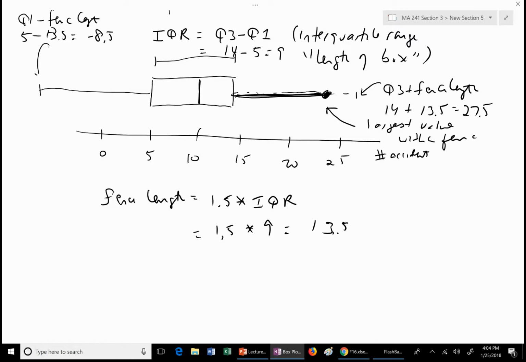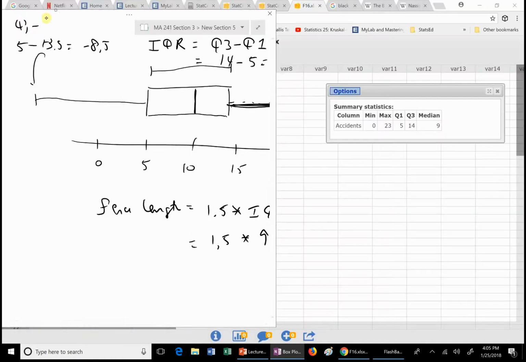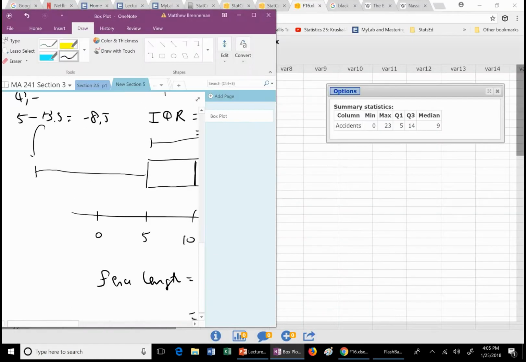Can't read my handwriting, let me know. It's hard to write, and my handwriting's not the best. Okay, Q1 minus the fence length. Okay?